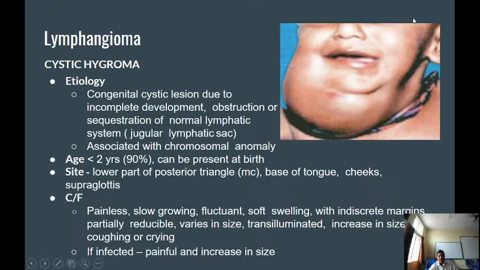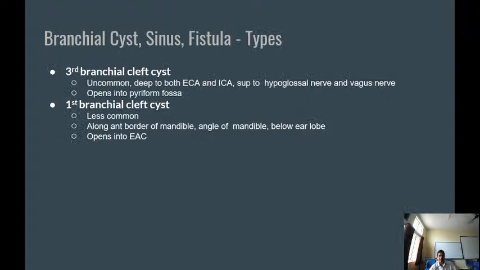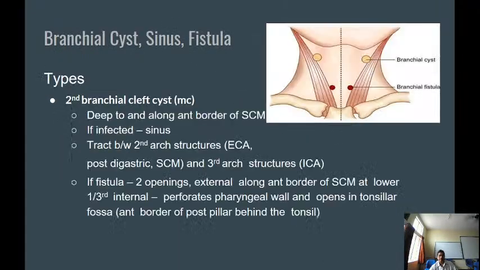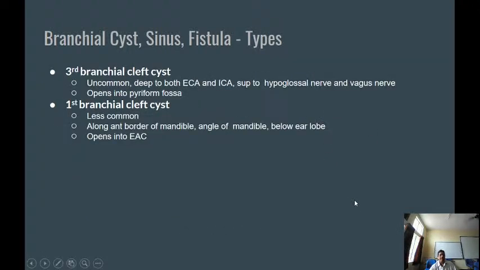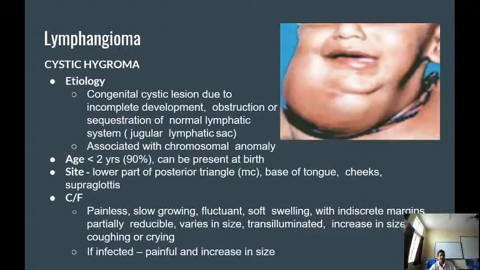Now, that is as far as the treatment of the branchial cyst and the fistula. So these present as cystic swellings in the anterior region of the sternocleidomastoid muscle, and usually the second arch, the second cleft, is the one which is more common. Third and first cleft cysts are not very common.